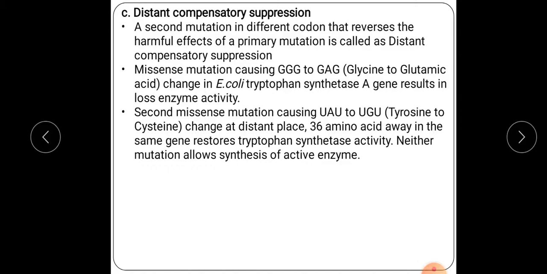It is a missense mutation causing GGG to GAG, that is glycine to glutamic acid, change in E. coli in the tryptophan synthetase A gene, resulting in the loss of enzyme activity. Due to missense mutation, means what? Missense. In GGG, the G is replaced with A by the primary mutation, and glycine is converted to glutamic acid, and by this, in E. coli the enzyme tryptophan synthetase A gene results in the loss of enzyme activity.